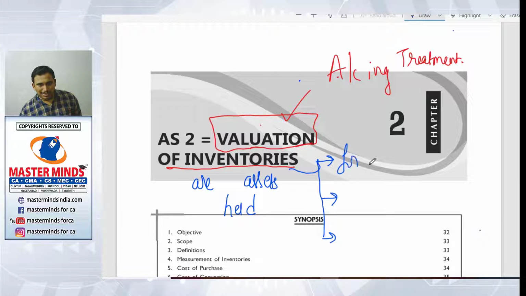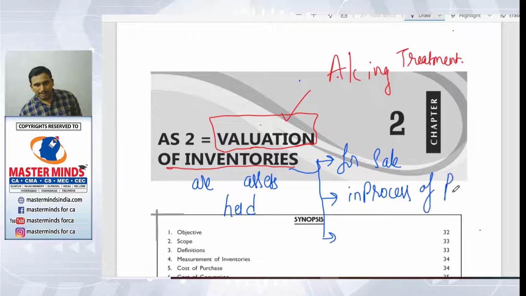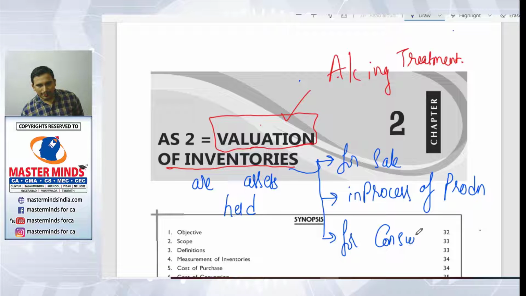Held for sale in the ordinary course of business, or held in the process of production, or held for consumption in the production. Like that, three types of inventories are possible.